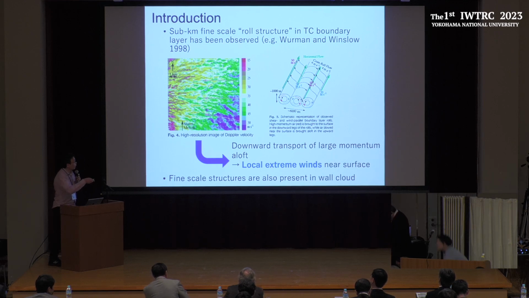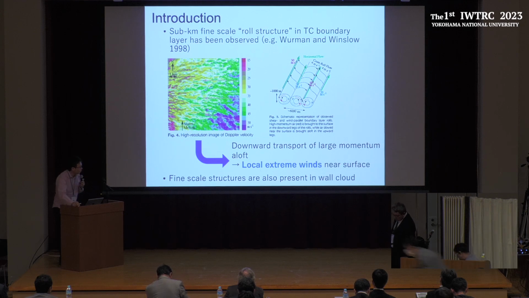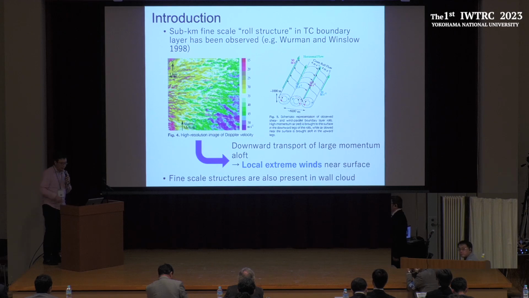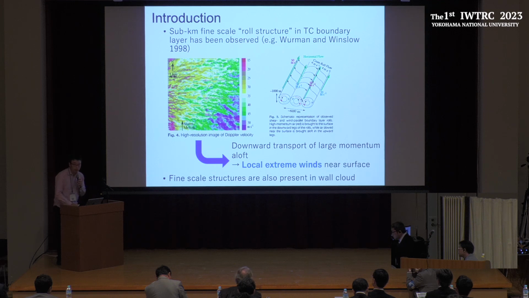This shows a Wurman and Winslow Science paper, and they observed by Doppler velocity and assumed the presence of such a roll structure in the boundary layer. If such roll structures exist in the boundary layer, they work as a downward transport of large momentum aloft, which causes a local extreme wind near the surface.